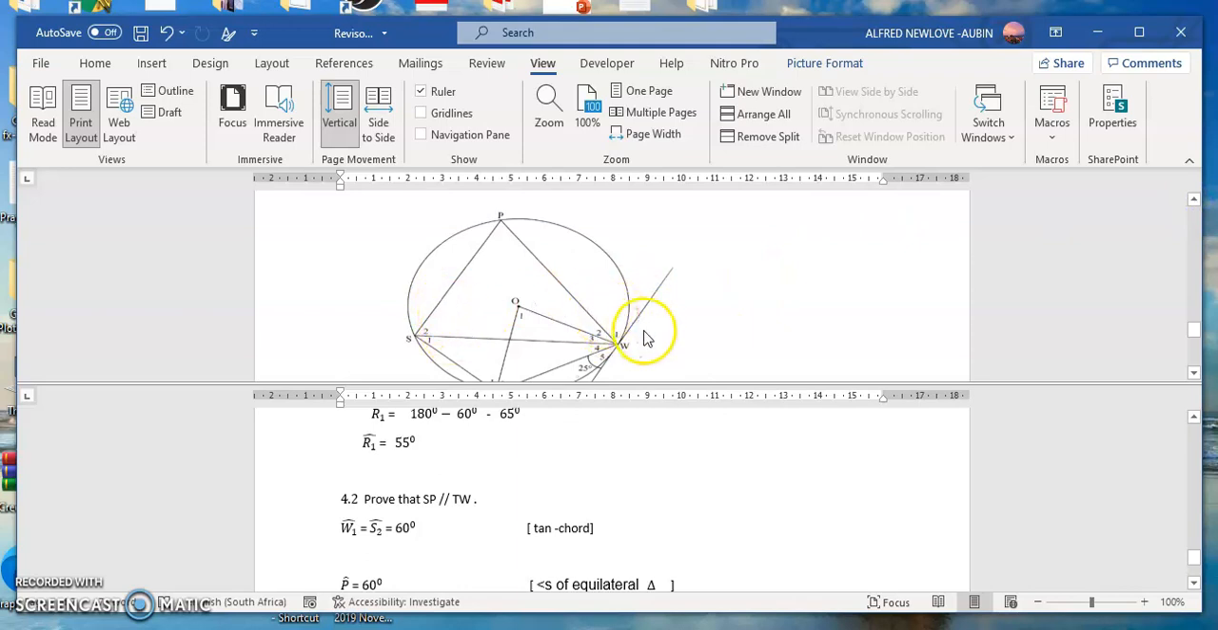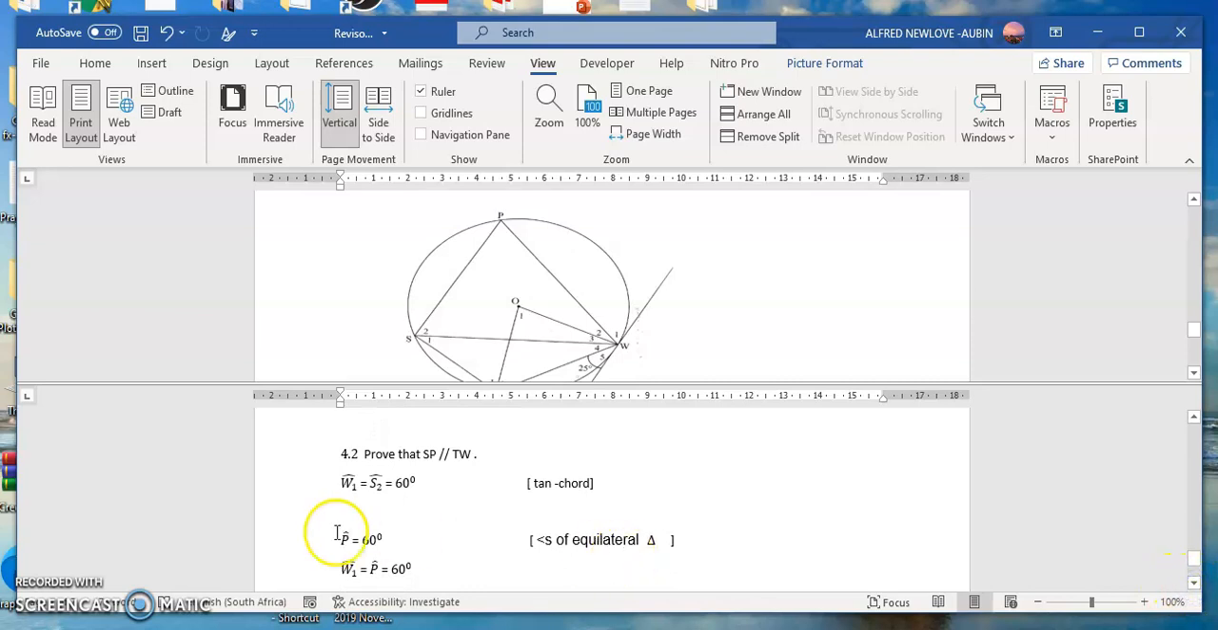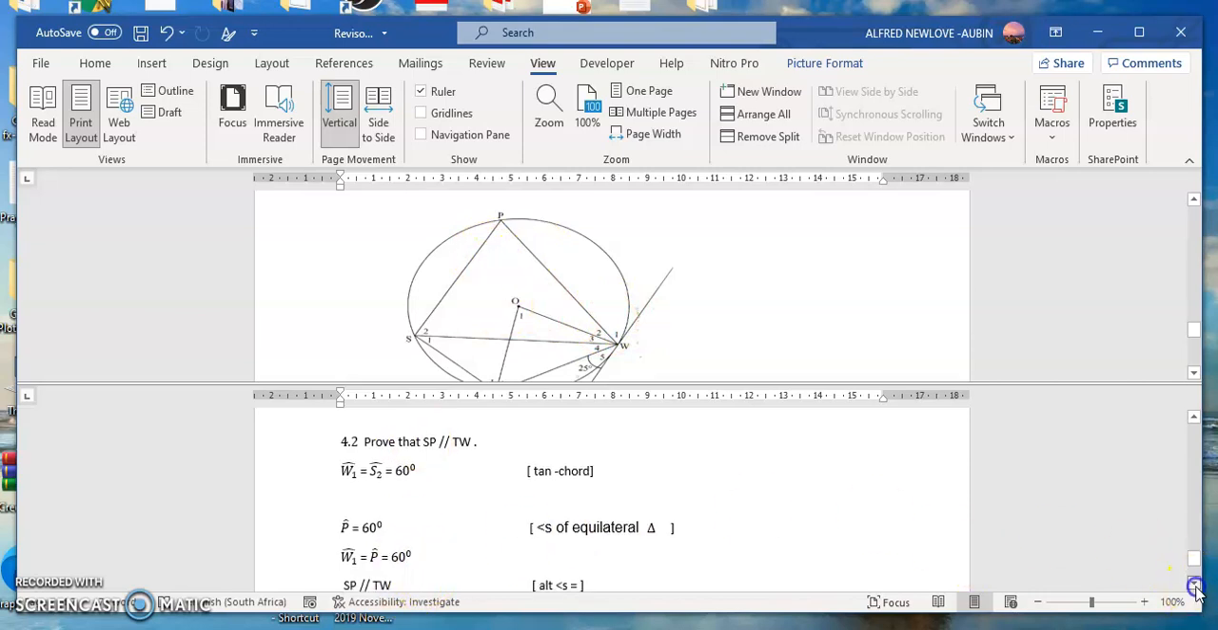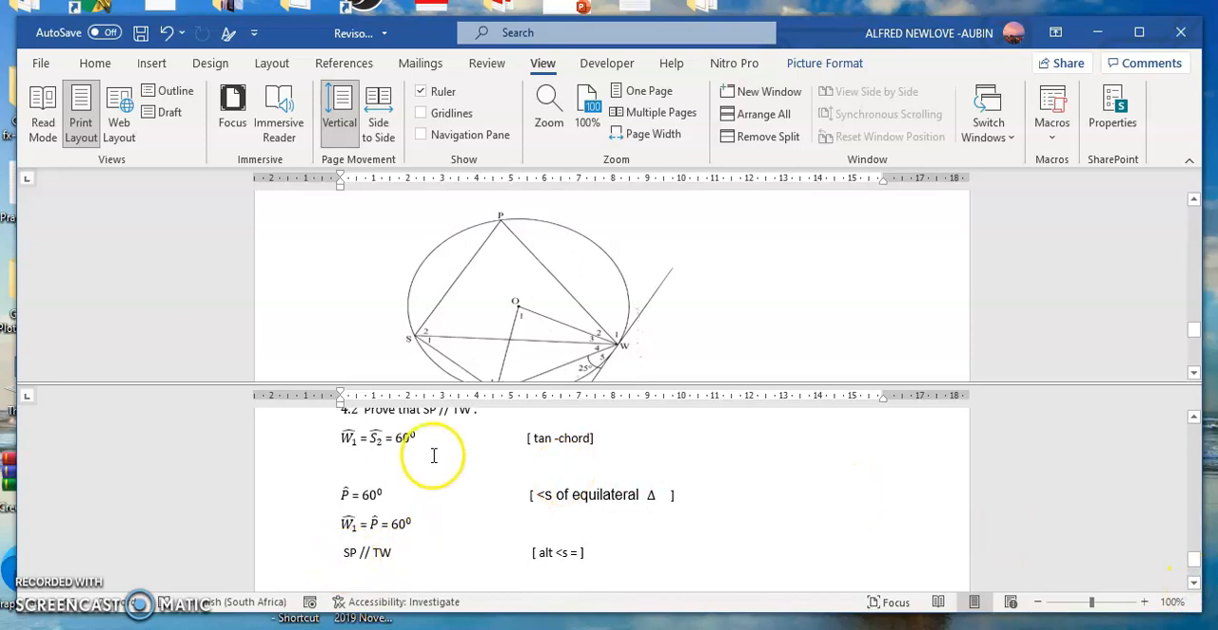What's the reason? It's the tan chord theorem, because if you consider this triangle, this is a tan chord. Since we know this is 60, we also know that this side is 60. So P is also 60, angles of an equilateral triangle. Then we can say that W1, which is this one, is equal to P, and all of them are equal to 60.